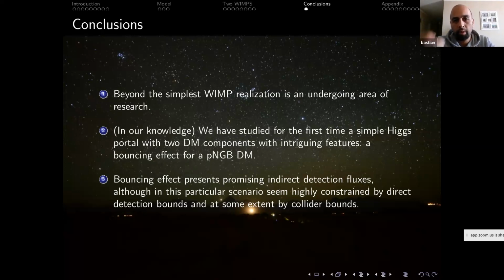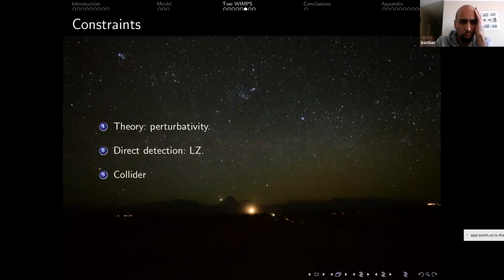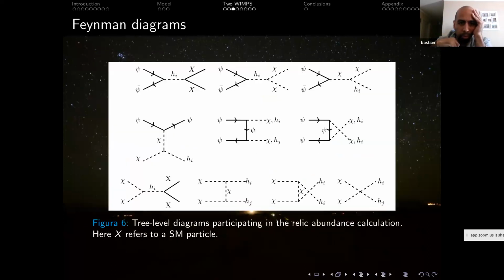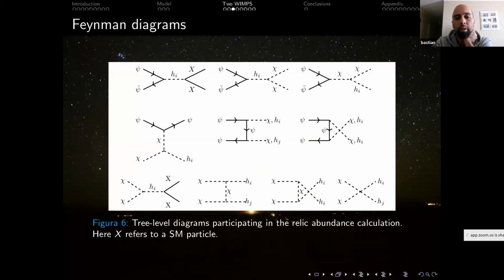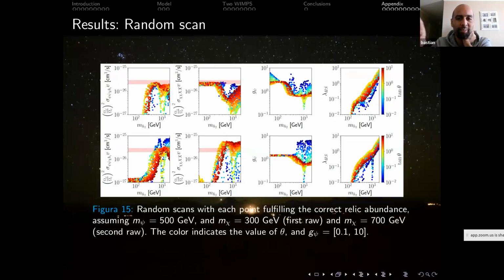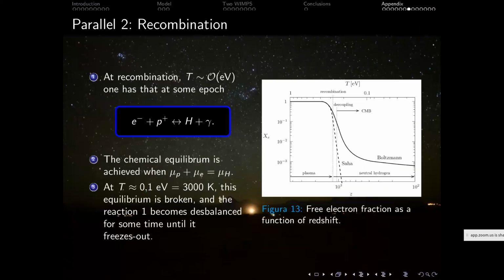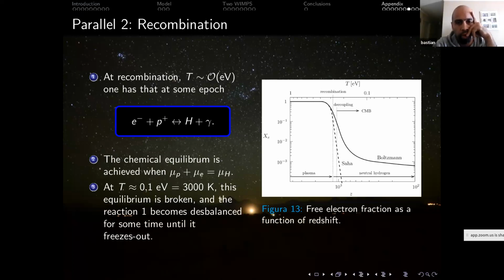Let me go to the parallel of, for instance, the deuterium. Antonio, can you go below? No, below. Maybe there is something. No, below. I mean, to the end of the presentation, Antonio. It's called recombination. No, not too much. Yeah, there. So, for instance, sorry, can you go to the previous one?